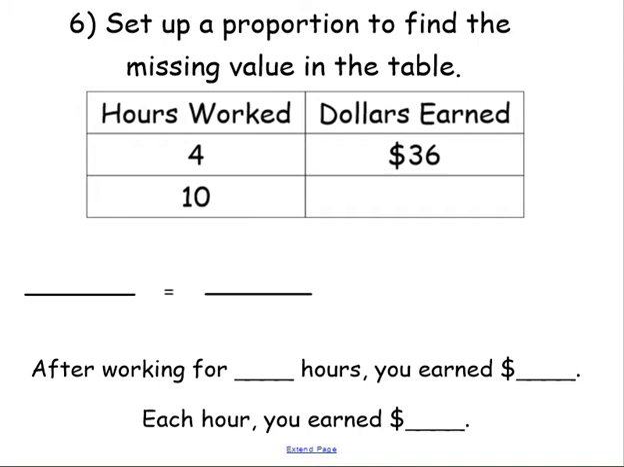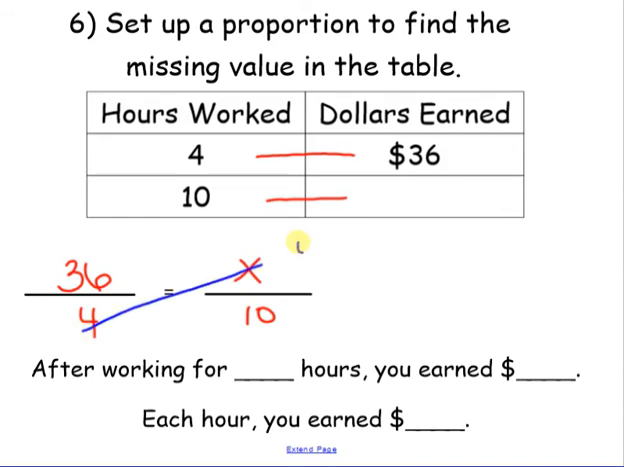Set up a proportion to find the missing value in the table. So we have a type of ratio table here, but we have some information that makes it a bit of a word problem. Okay, so we have hours worked and dollars earned. We know that in a proportion, dollars always go on top. So $36 are earned for how many hours worked? For 4 hours worked. Then, do we have any other dollar amounts? Nope. That's our x. For how much worked? 10 hours. Go ahead and cross multiply.